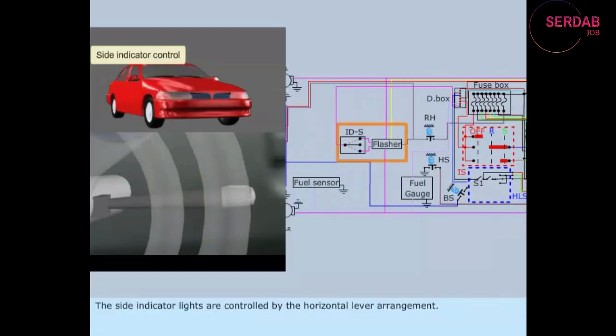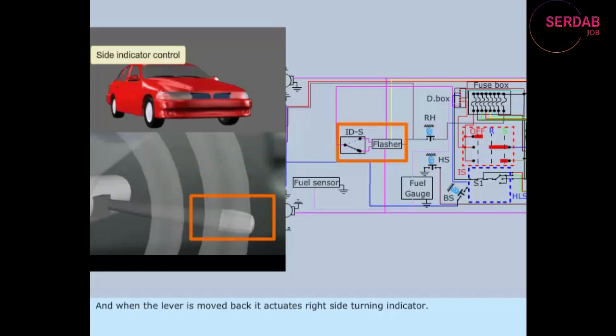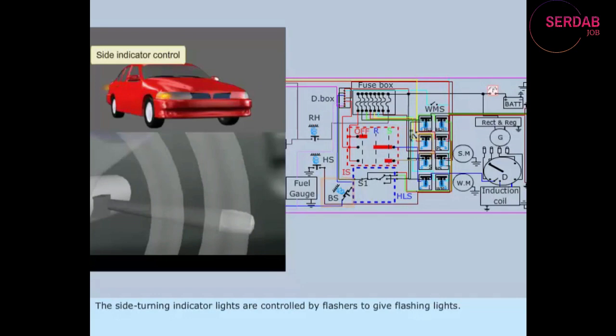The side indicator lights are controlled by the horizontal lever arrangement. It has 3 positions. The middle position is off position for side lights. When lever is moved to front, it actuates left side turning indicator. And when the lever is moved back, it actuates right side turning indicator. The side turning indicator lights are controlled by flashers to give flashing lights.